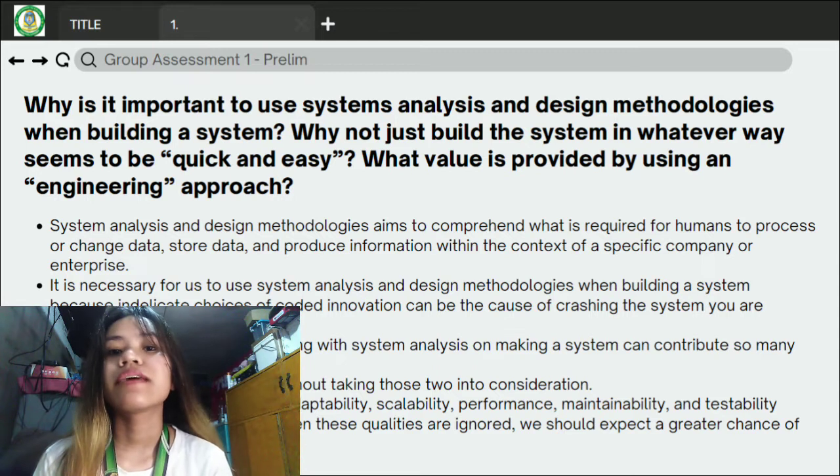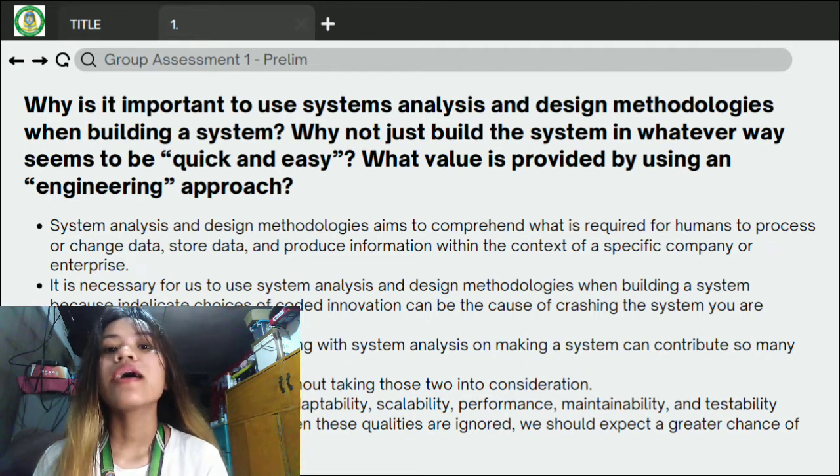Systems analysis and design methodologies aim to comprehend what is required for humans to process or change data, store data, and produce information within the context of a specific company or enterprise. It is necessary to use them when building a system because indelicate choices of coded innovation can cause the system you are constructing to crash. Applying none of the best design methodologies and system analysis will lead to great user dissatisfaction and also disuse.